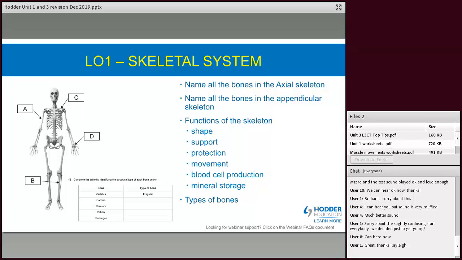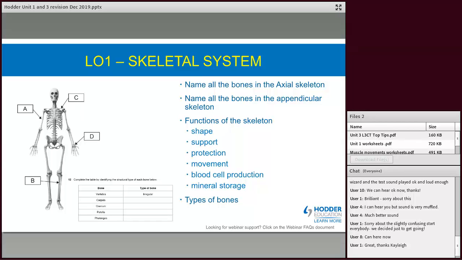specification. Okay, knowing the difference between the axial and the appendicular skeleton, making sure you know which bones come as part of each of those. And then make sure obviously that you can label the skeleton with all the bones that come up in that spec, everywhere from your radius to your femur, to your patella, to your tarsals, to your metatarsals, to your scapula. Make sure you can do that.